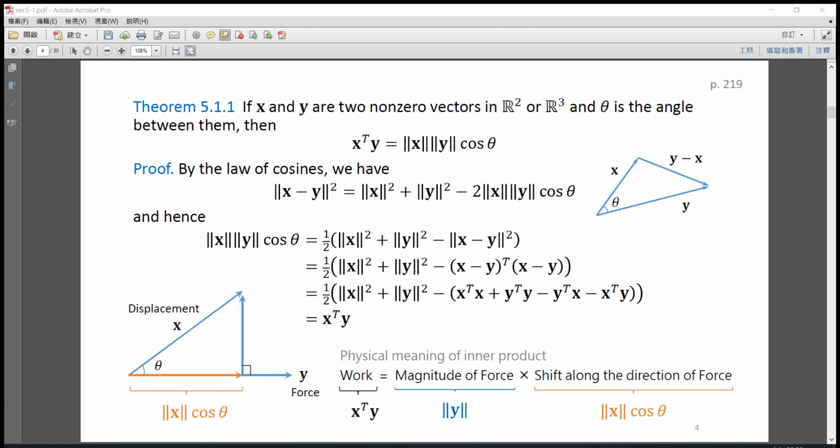To prove Theorem 5.1.1, consider the right-hand side figure. Let x and y be two non-zero vectors in R2 or R3, and theta is the angle between them. Then y minus x is also a vector in R2 or R3. By the law of cosines, we have the square of the 2 norm of x minus y equals the right-hand side. After some arrangements, we have the 2 norm of x times the 2 norm of y times cosine theta equals 1/2 times parentheses the square of the 2 norm of x plus the square of the 2 norm of y minus the square of the 2 norm of x minus y.